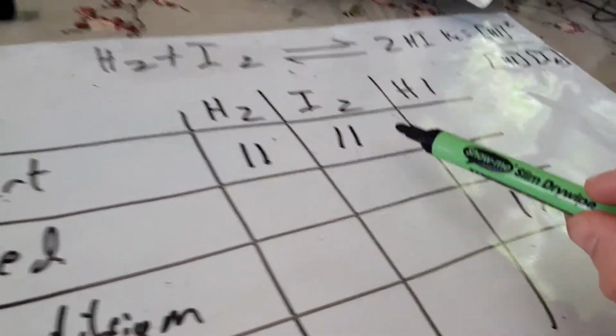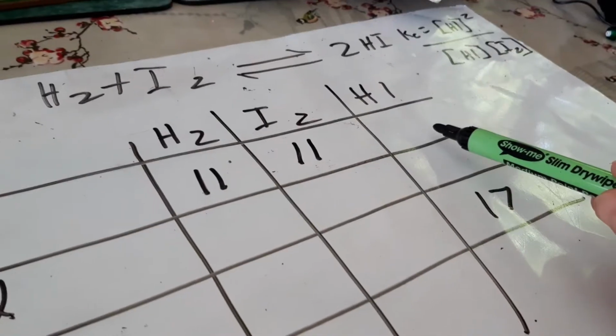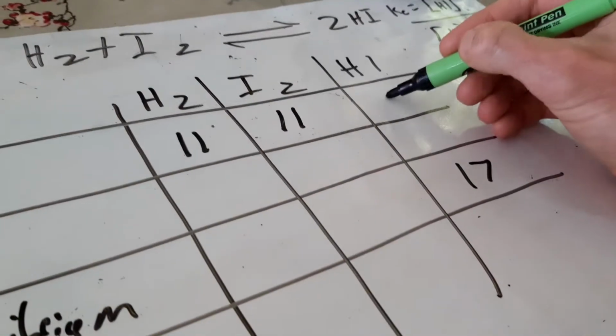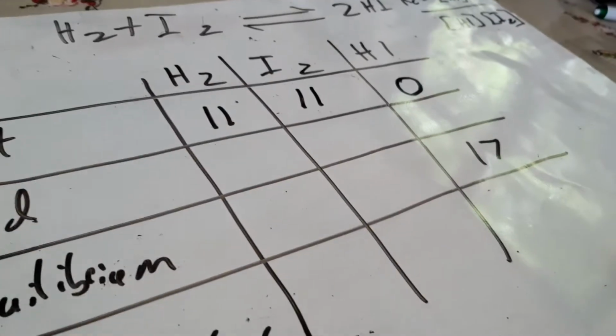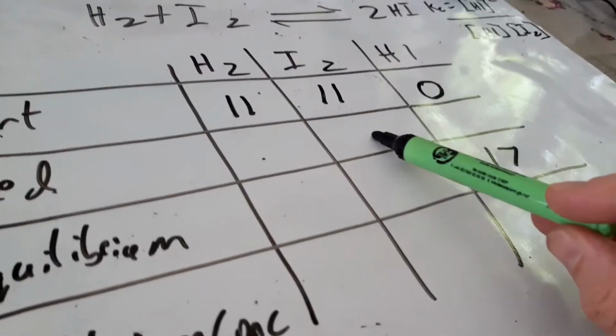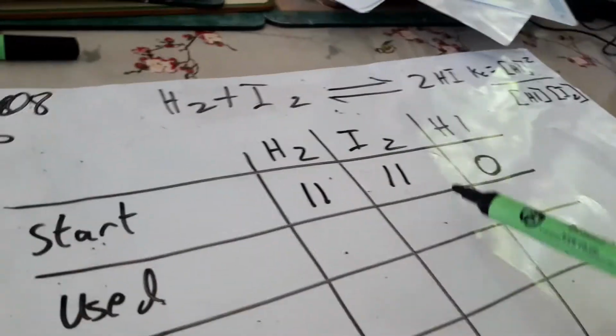So at the start, for example, I know I had no hydrogen iodide. So at the start, we started with 11 moles of this and 11 moles of that, and we had 0 moles of that. So I'm going to fill in 0 there. Right, now, how much hydrogen and iodine got used up? Well, let's have a look.